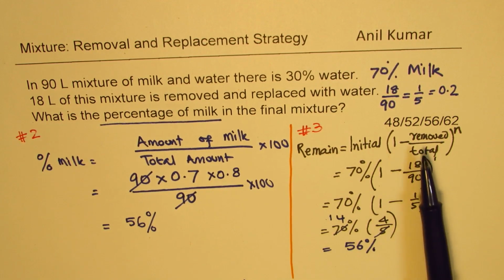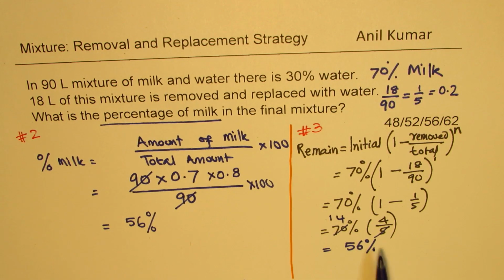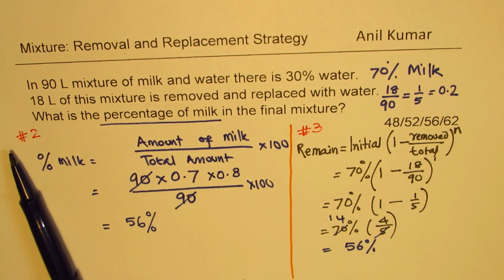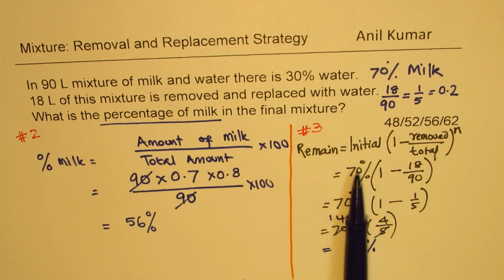So using the formula, again, we get our answer within a minute's time. So I hope now these two methods are absolutely clear. So whenever you're working with mixture problems, you could use either the decimal equivalent or the fraction equivalent to find the answer as we did in method 2, or you could use the formula and get your answer in no time. So I hope that helps.